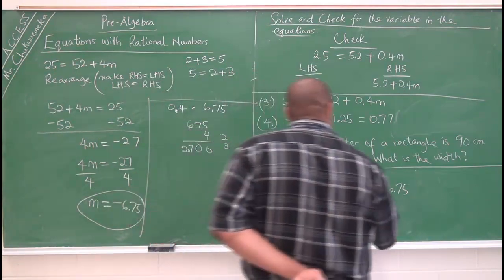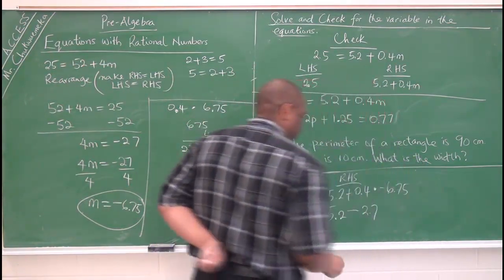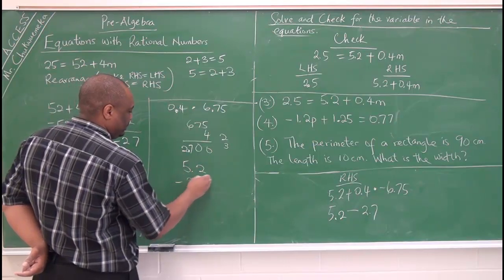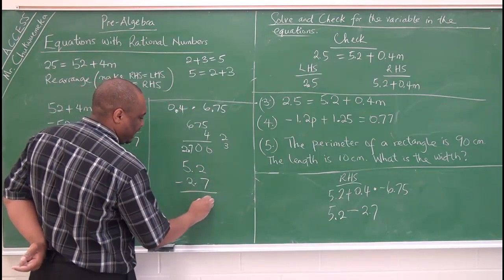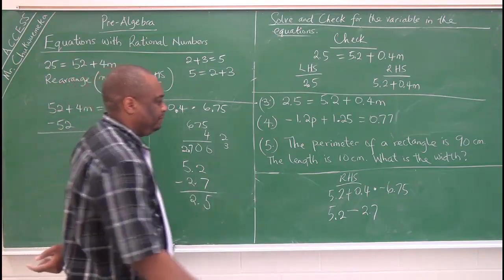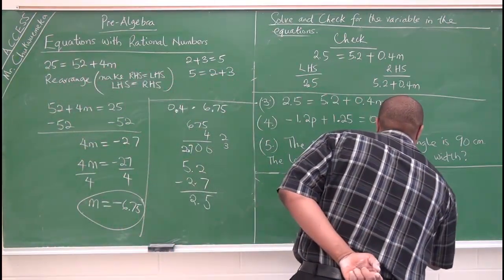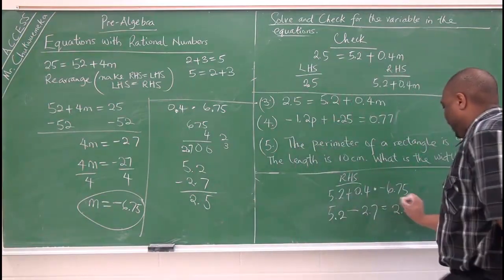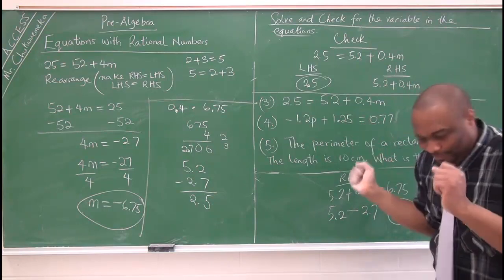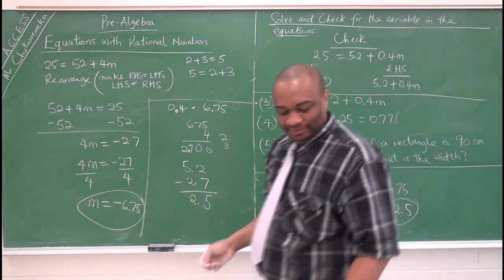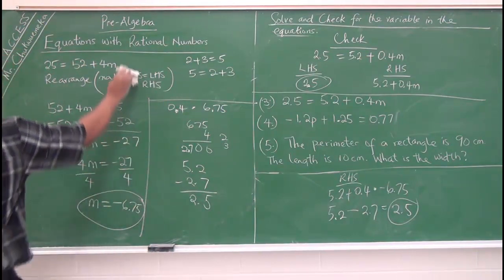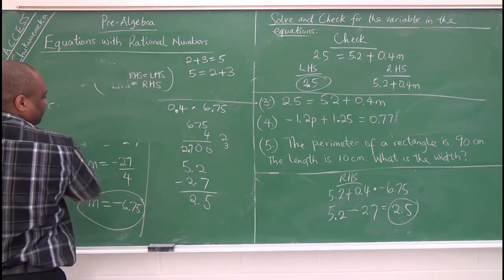So this will give us 5.2 minus 2.7. Right? And then you now do 5.2 minus 2.7. 12 minus 7 is 5. 4 minus 2 is 2. So this gives you 2.5. 2.5 on your right, 2.5 on your left. That's great, right? All right. Next one.